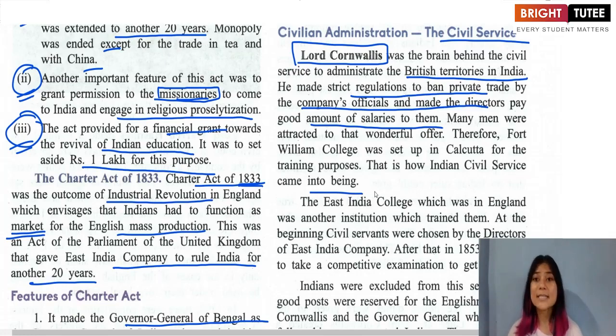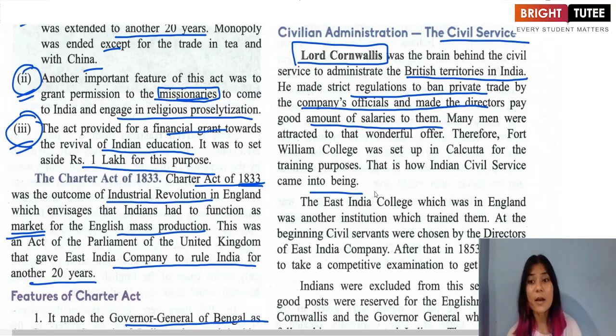So as Lord Cornwallis set up the civil service, he made sure that the officials of the East India Company would not take part in any private trading activities. Why did the individual British officials take part in private trading activities? Because they did not receive good salaries. They were not paid well by the board of directors or by the British government. So Lord Cornwallis said that the East India Company officials needed to be paid very good salaries so that they would not chase after trading activities to make more profit and more money for themselves.